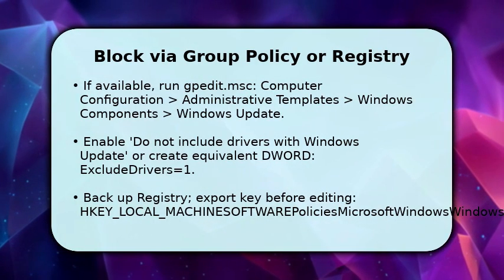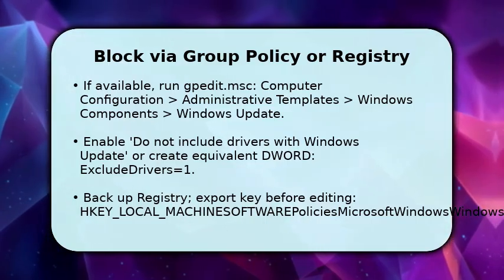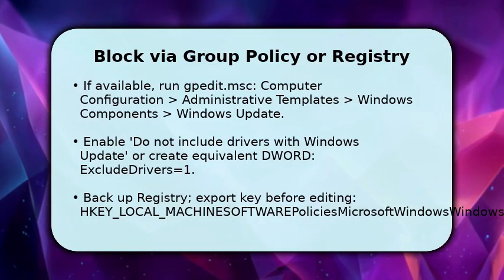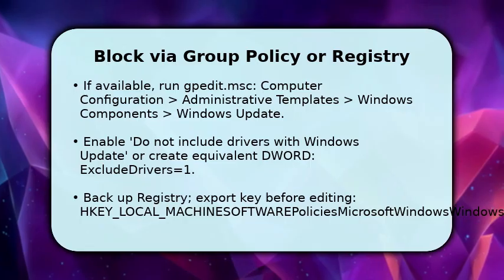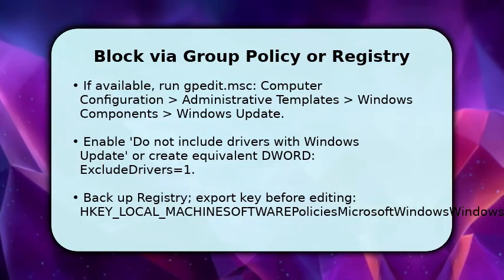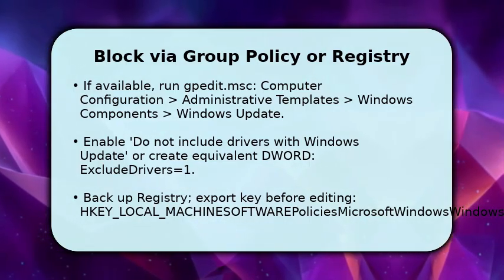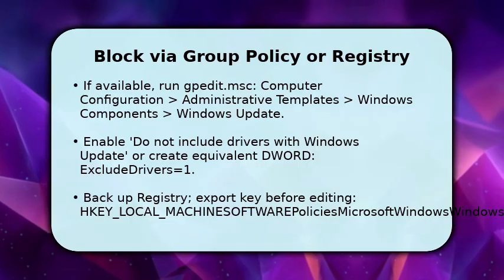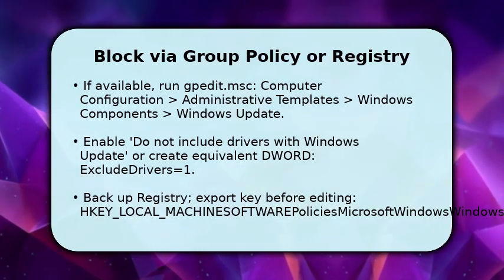Run gpedit.msc, navigate to Windows Update Policies, and enable Do Not Include Drivers with Windows Update to block driver delivery. If you don't have gpedit, open regedit and create or set a DWORD under the Windows Update Policy key to exclude drivers, but first export the key as a backup. Make sure to apply and close the editor.